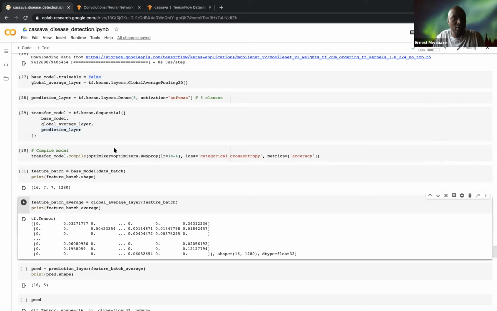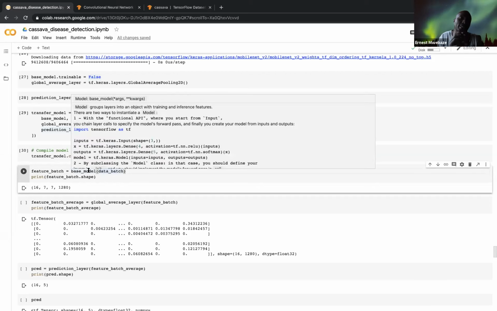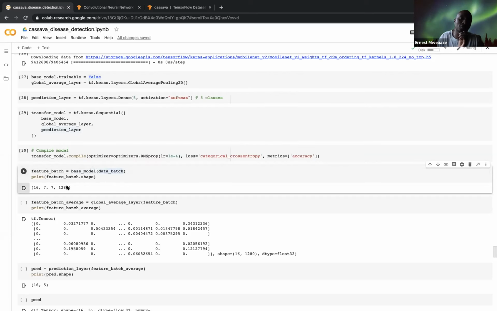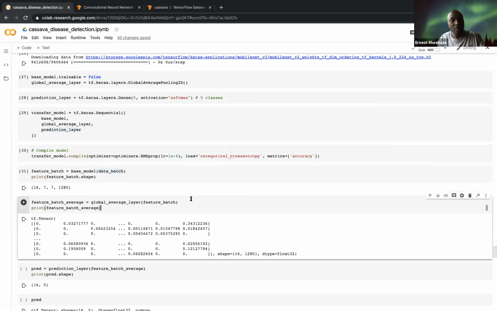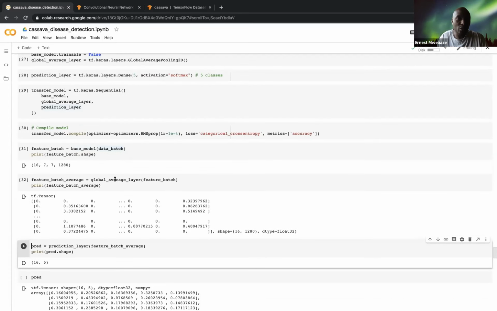Now we have a different sort of feature. So again, from this base model, you actually extract features. So you can actually see what type of features you're extracting. If you wanted to extract features, this is one way to do it. You give it a batch of cassava data, and then based on whatever weights it learned from ImageNet, you can extract some features. And these features we apply to our classifier.